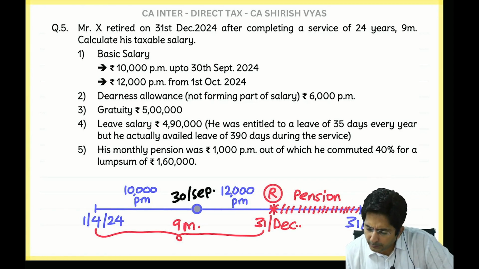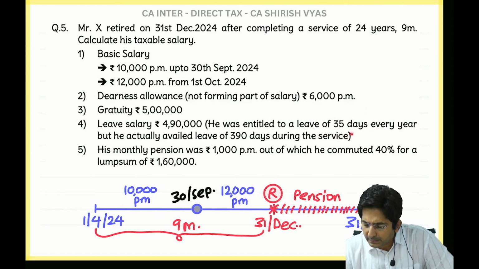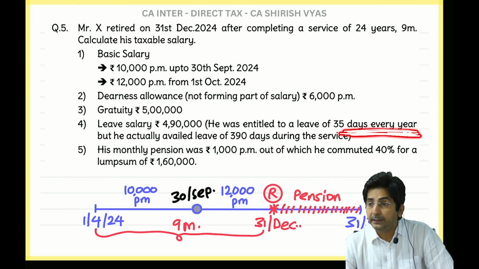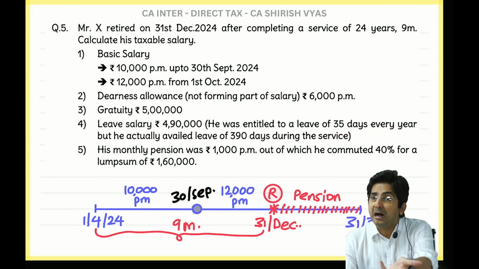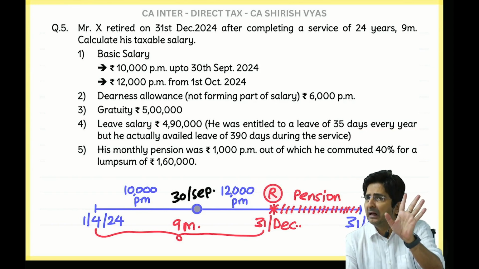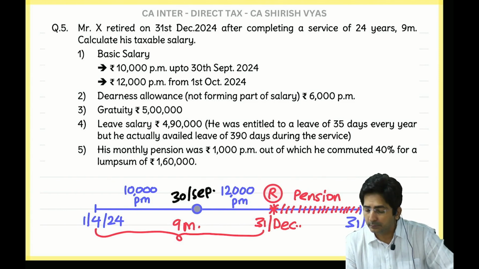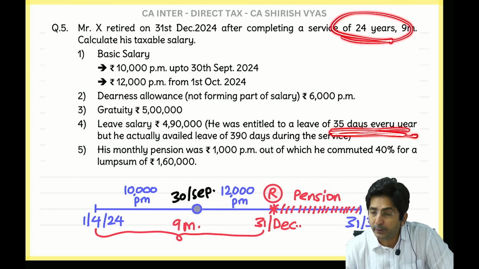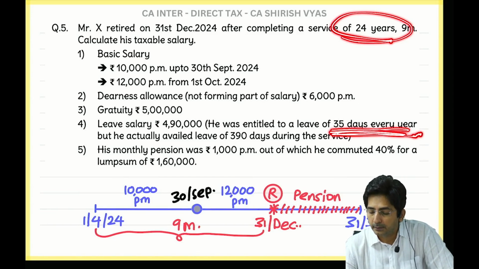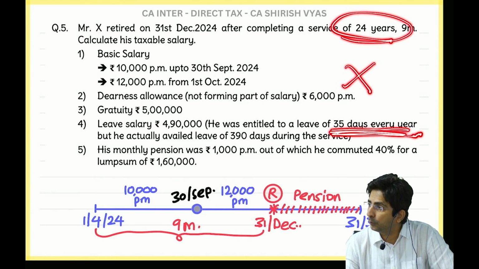If you are allowed 35 days leave every year, you are not noticing it is every year. And here you have to ignore the fraction. Whenever the service is in fraction, we ignore the fraction. So, 24 years service, and for each year you get 35 days. In all, how many days holiday did you get? 35 into 24 comes to 840.